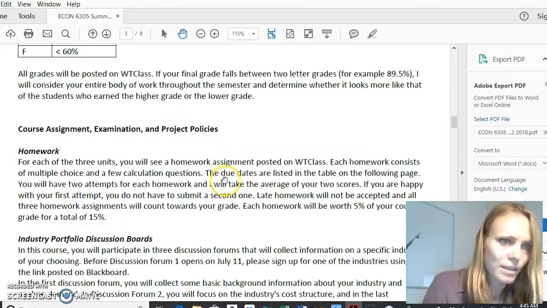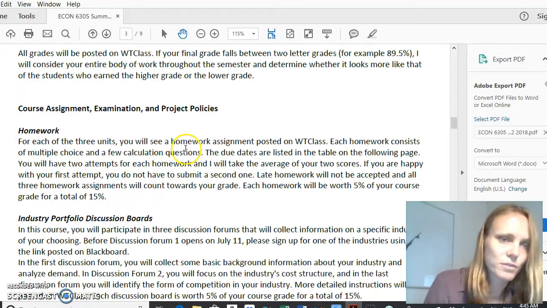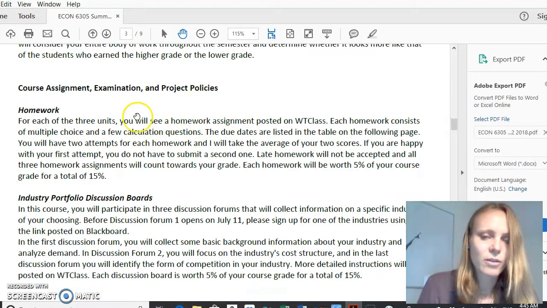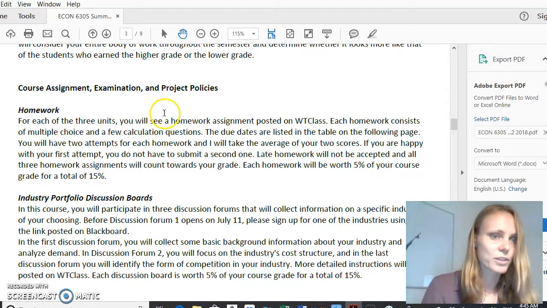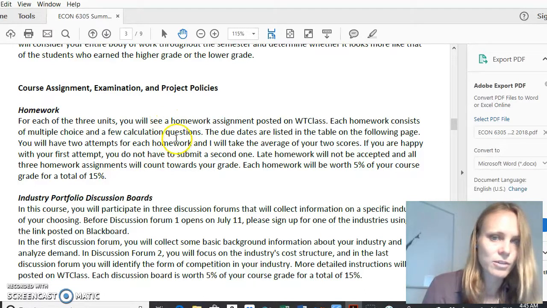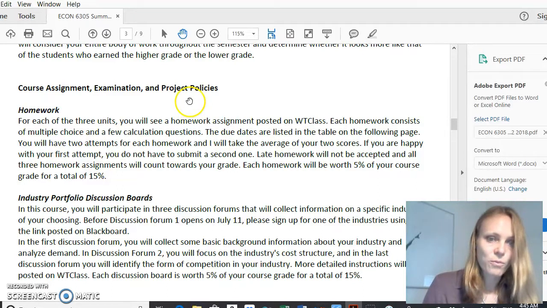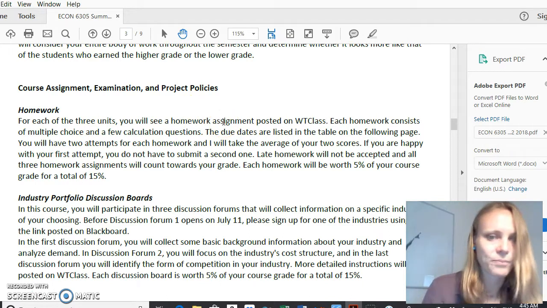Okay. Then a little bit more detail on each of those assignment categories. So for each of the 3 units, you will see a homework assignment on WT class. Each homework consists of multiple choice and a few calculation questions. The due dates are listed in the table on the next page, and we'll go over that in a minute. For each homework, you will have 2 attempts, and I will take the average of your 2 scores. If you're happy with your first attempt, say you get 100 on the first attempt, you do not have to submit a second one. So it's not going to then average out to a 50. If you only submit 1 attempt, that's the one that will count.